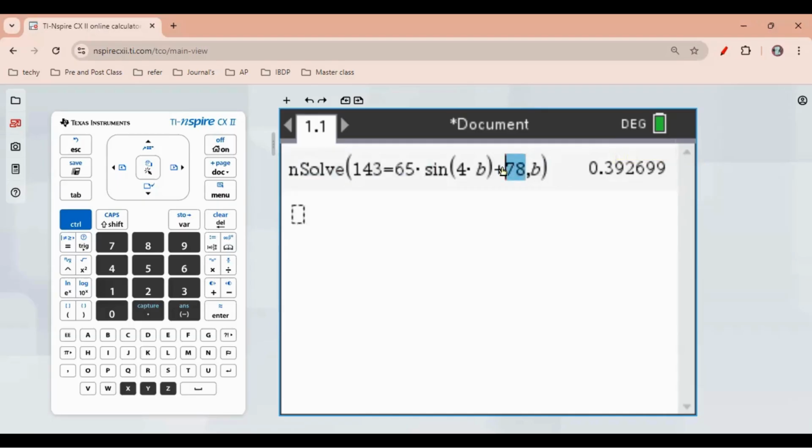I have changed the mode to degree now. Let's see how it will work. So 22.5. So any answer is acceptable. Now let's move into the next part. Moving to the solution page.